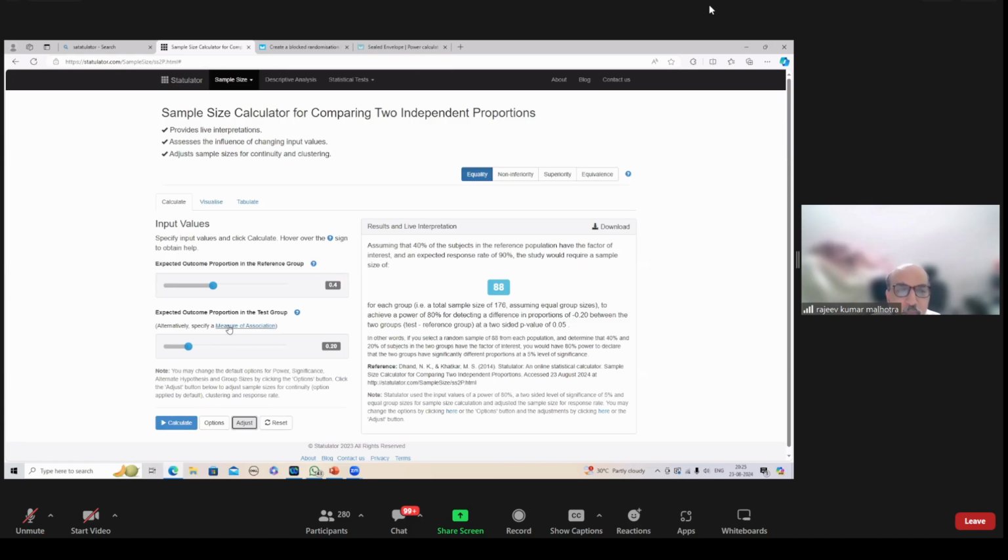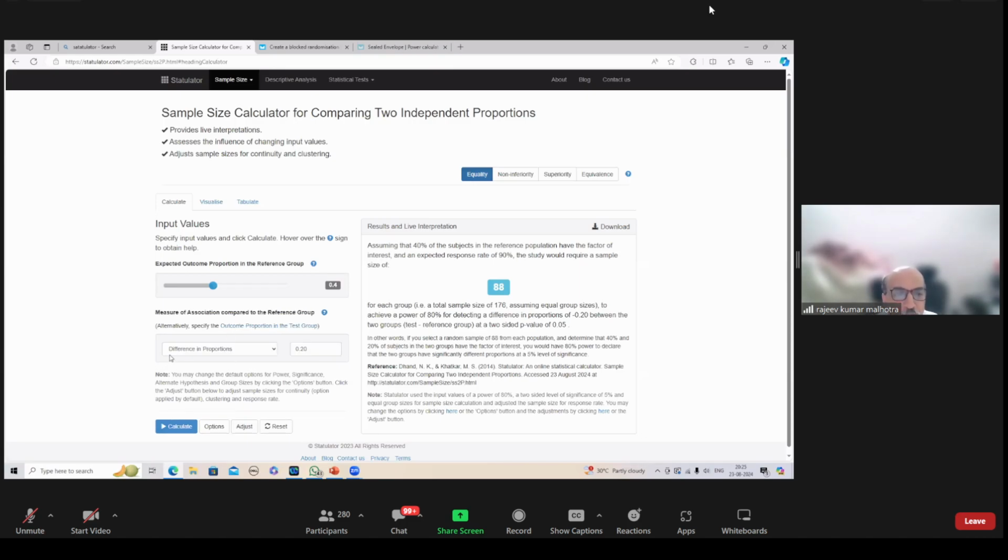Now here you see the measure of association. If you click on the measure of association, first we have checked the difference. The difference is whatever we have taken: 40% and 20%, the difference is 20%. So this is the difference in proportion. But now if you want a relative risk, you can put the relative risk here, and this is the reference population. If your relative risk is 2 and the expected reference population is 4, then you calculate it and it comes to 22. You take care about that.